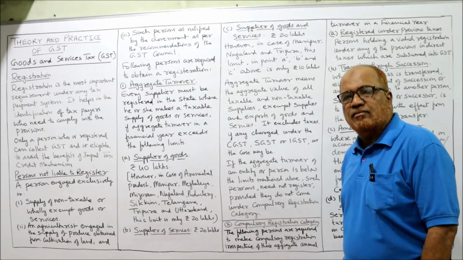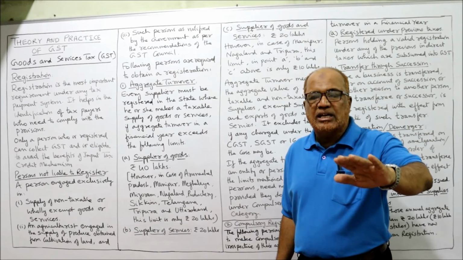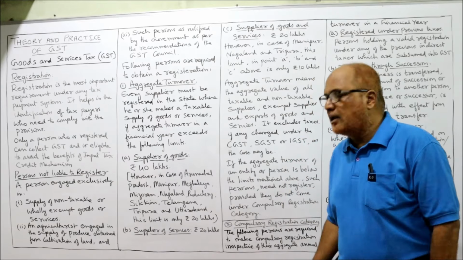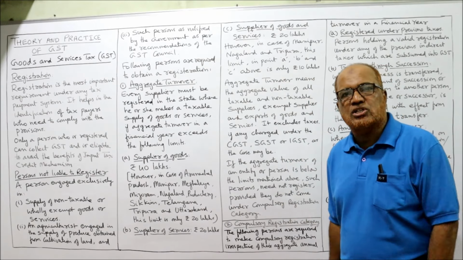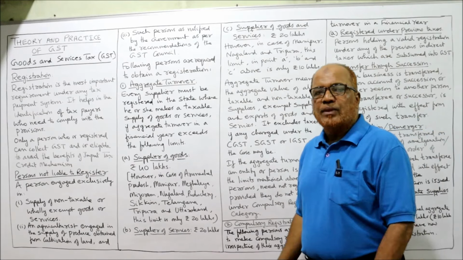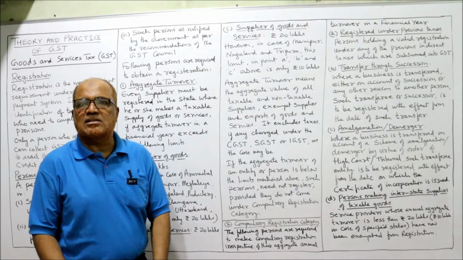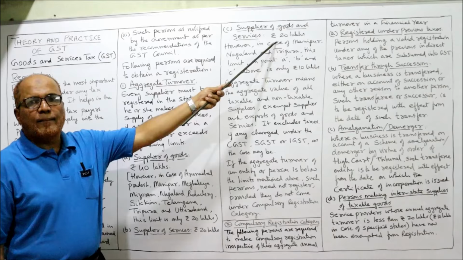Second, supplier of services. If the business is engaged in supply of services, limit is 20 lakh for every state, for any state. Now, supplier of goods and services. If the business is engaged in both goods as well as services, the limit is 20 lakh.